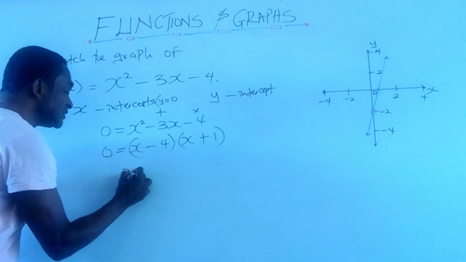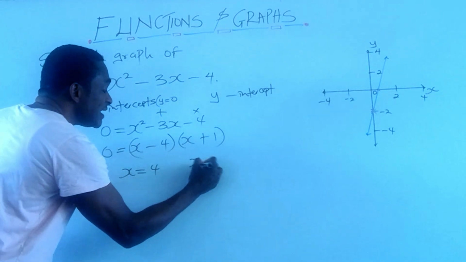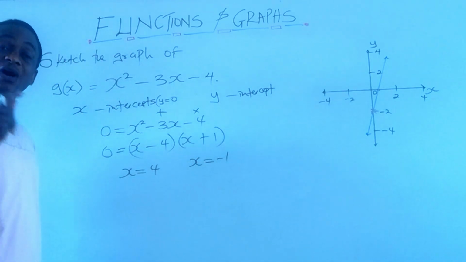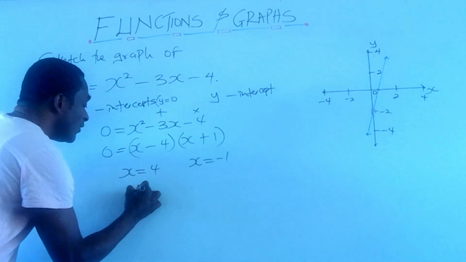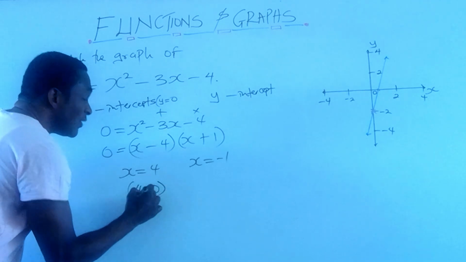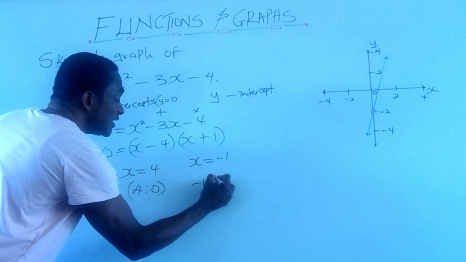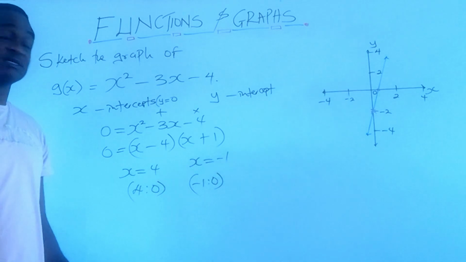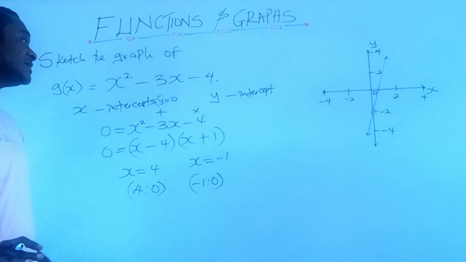If we are solving for x, we have x equals 4 and x equals negative 1. So as coordinates, we have 4 and 0, remember y is 0, and negative 1 and 0. We have our x-intercepts. Now we need our y-intercept.